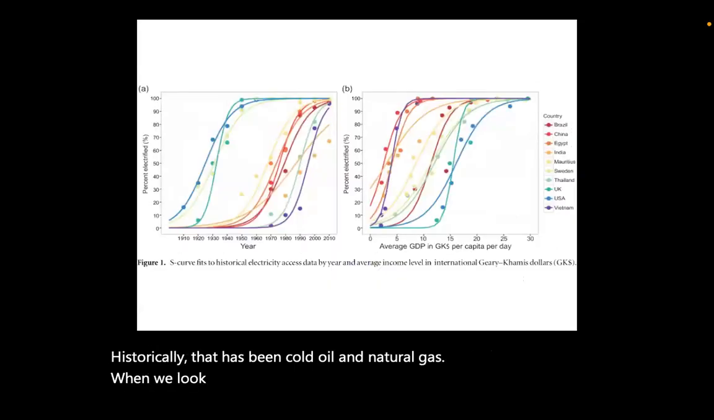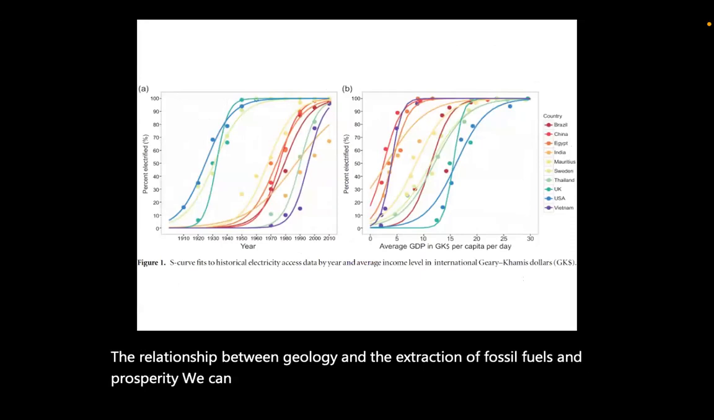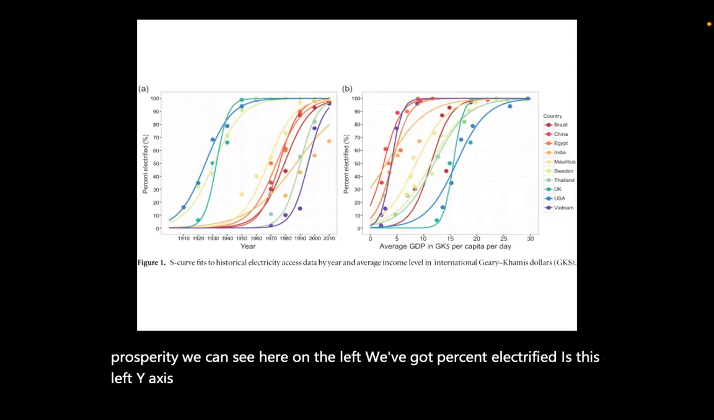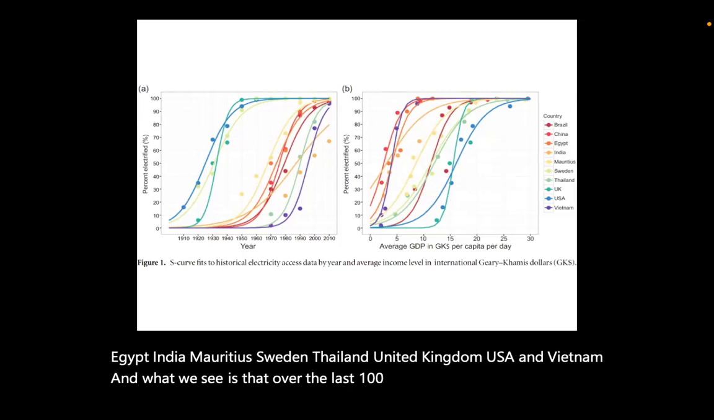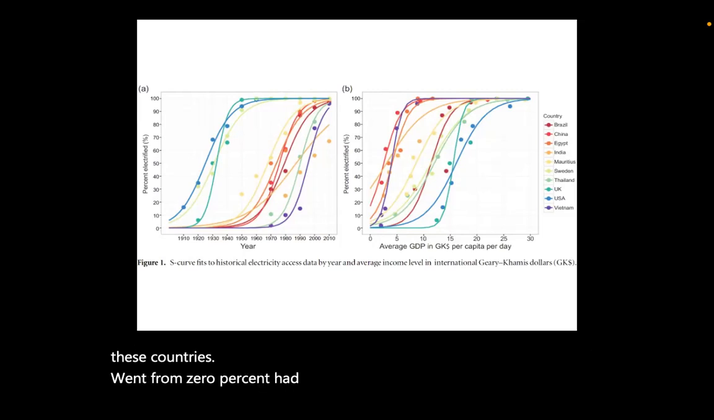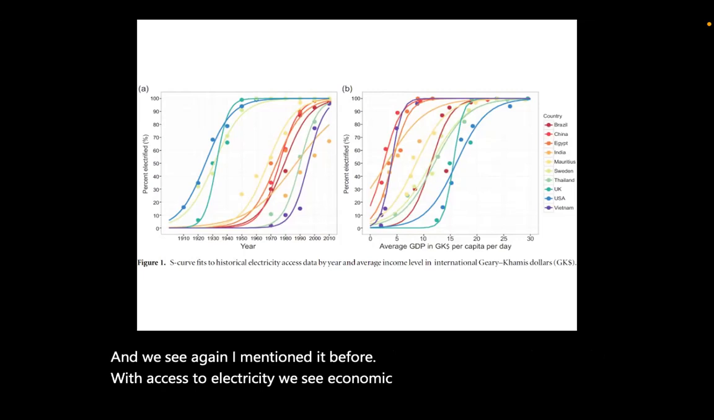When we look at the relationship between geology and the extraction of fossil fuels and prosperity, we can see here on the left, we've got percent electrified on the left y-axis against year for a number of different countries: Brazil, China, Egypt, India, Mauritius, Sweden, Thailand, United Kingdom, USA, and Vietnam. And what we see is that over the last 100 years, each of these countries went from 0% having electricity to 100%. Now, again, not everywhere, but there's 100% access. And we see again, I mentioned it before, with access to electricity, we see economic prosperity, without a doubt.